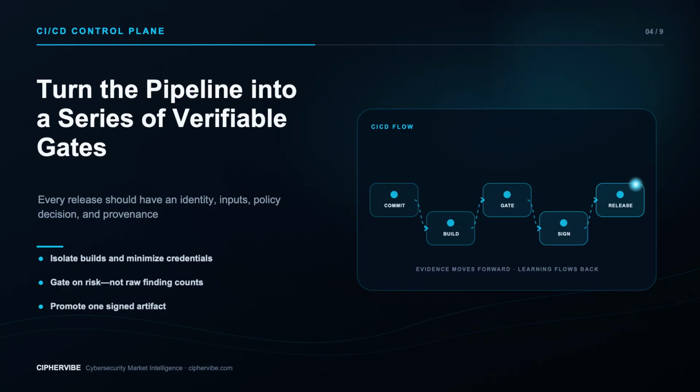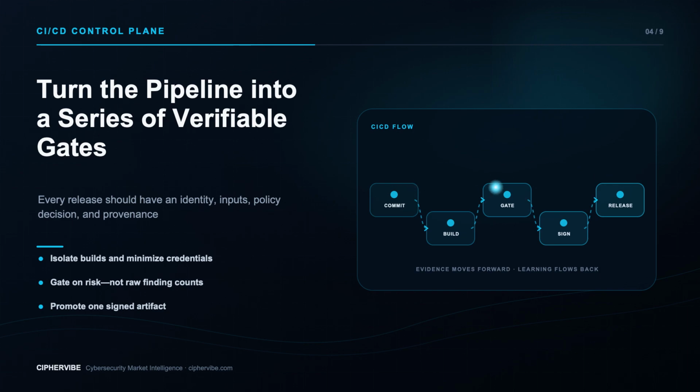Make gates proportional. Block verified critical risk, exposed secrets, failed security tests, unapproved dependencies, invalid signatures, and missing provenance. Route uncertain findings to accountable review. Raw alert count is a poor policy because it encourages noise and bypass. Separate build and deployment authority. The deployment system should verify artifact digest, signature, provenance, environment policy, and approval before release. Promote the same immutable artifact across environments. Do not rebuild production from changing inputs.